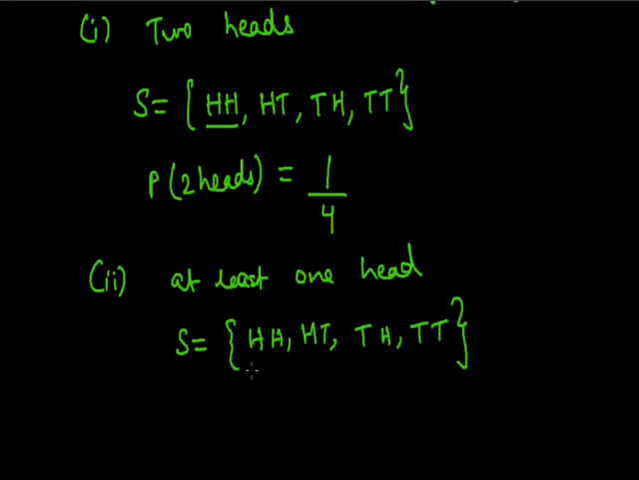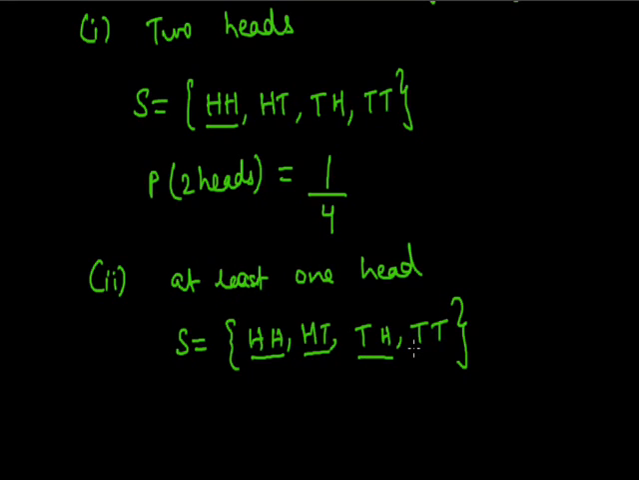If you see these four outcomes, there are three cases where we get at least one head, that is either one head or more than one head. In head-head we are getting two heads, that is at least one, either one or more than one. Second, head-tail, in this again we are getting one head. Tail-head, again we are getting one head.